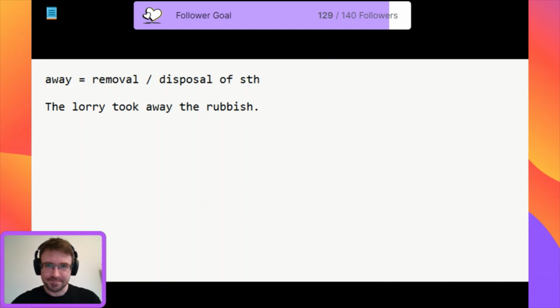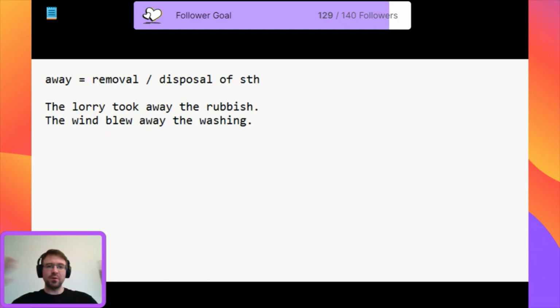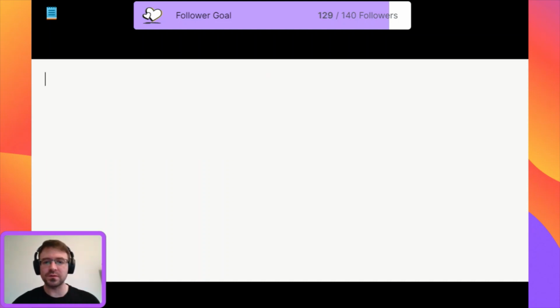We can also have, for example, the wind blew away the washing. So blow away means the wind took it into a different place. The word wind we will actually look at a little bit later, because there was a question about why we say kind, but we say wind. Why is there a difference in pronunciation? A little bit later in the stream I will explain about this topic. So away is about removal or disposal of something.